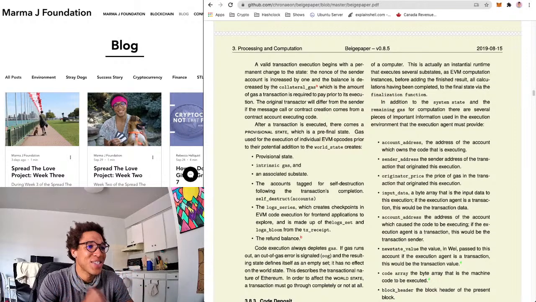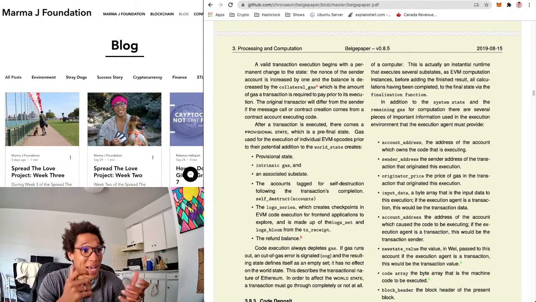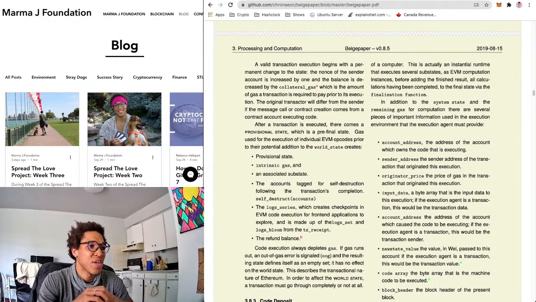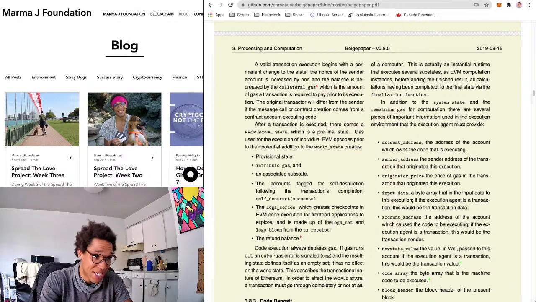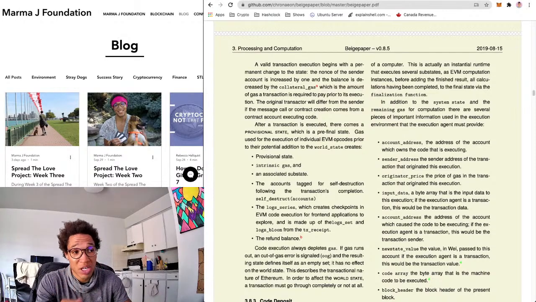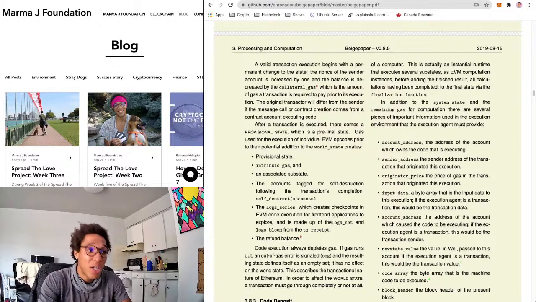A valid transaction execution begins with a permanent change to the state. The nonce of the sender account is increased by 1 and the balance is decreased by the collateral gas, which is the amount of gas a transaction is required to pay prior to its execution. The original transactor will differ from the sender if the message call or context creation is from a contract account executing code. That's just saying that if you're executing code yourself, then the sender is you. But if a contract's executing code, the sender is from the contract.